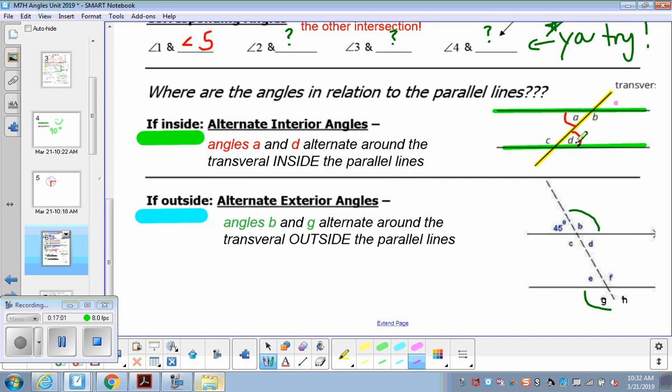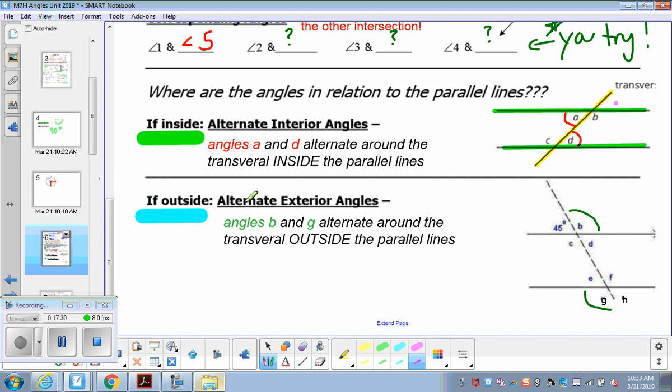A and D, folks, are going to be the exact same angle measure. So if I tell you that angle A is 30 degrees, you can tell me angle D is also 30 degrees. If A is 30, B has to be 150 because it's making a straight line. If B is 150, C is also 150. So alternate interior angles have the same measure as each other. And if we know A, we can find B. And if we know A, we also know D.